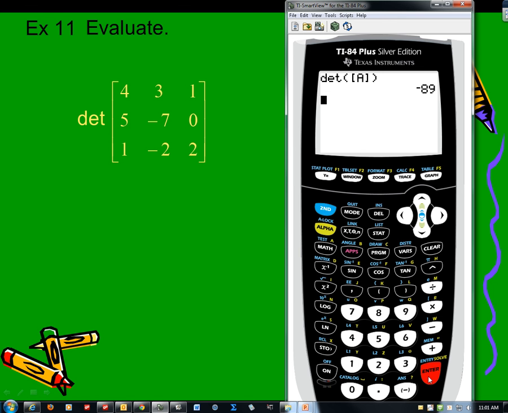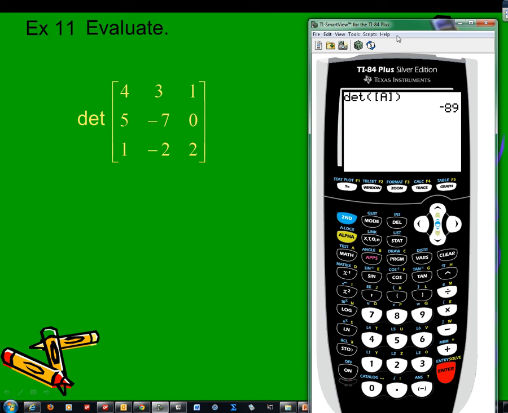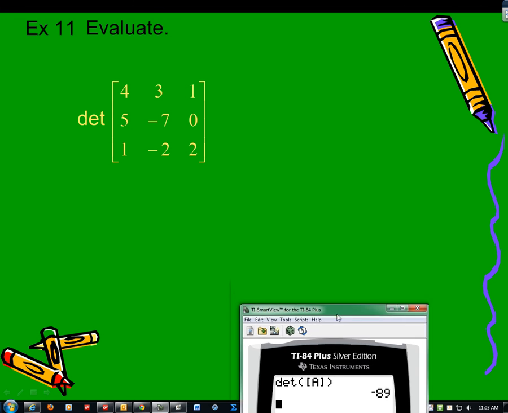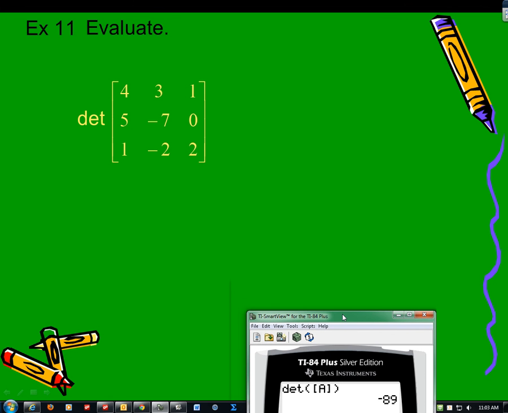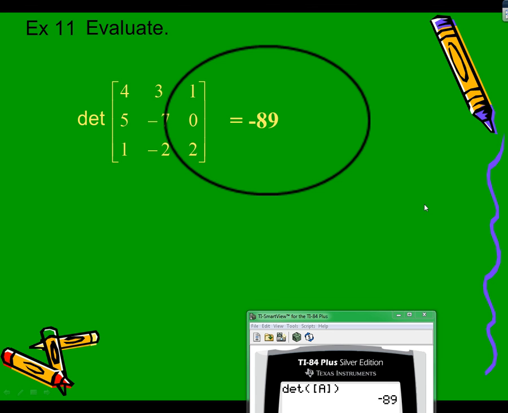Determinant of matrix A is -89. It's in the math menu, matrix screen. Okay, got it? And we can check this and just make sure, yeah, -89 is our answer, no big deal.